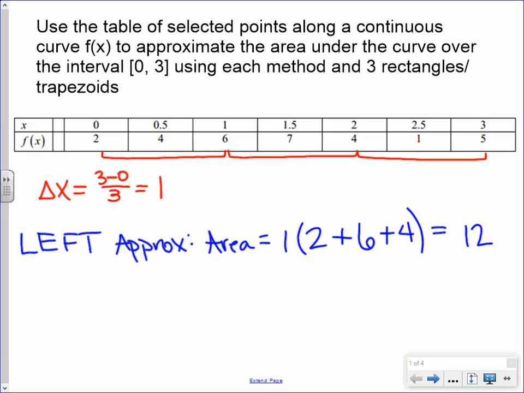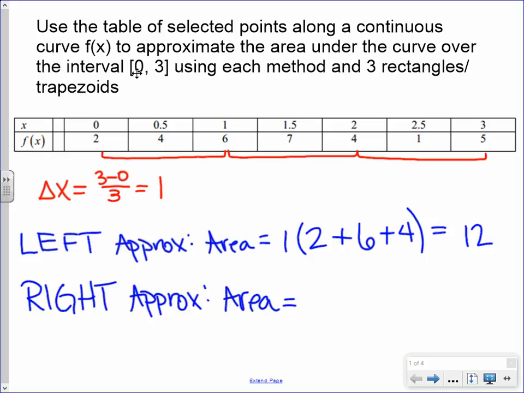Let's go ahead and find that. If it was the right endpoint approximation, our widths are 1. This first rectangle would have a height of 6. The second rectangle would have a height of 4. And the third rectangle would have a height of 5. Because that's the right function value for each of those rectangles.